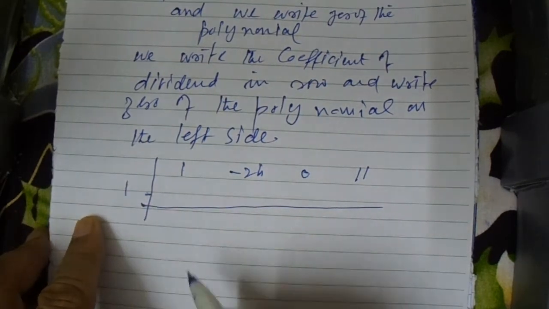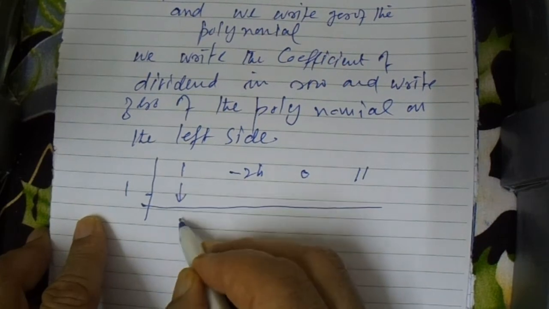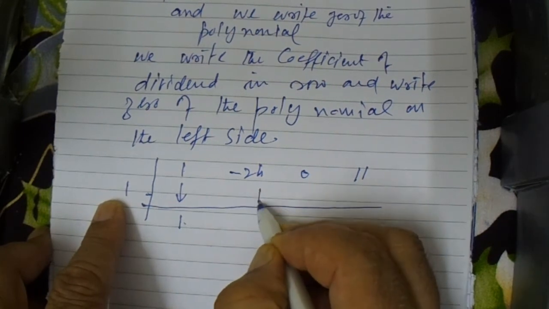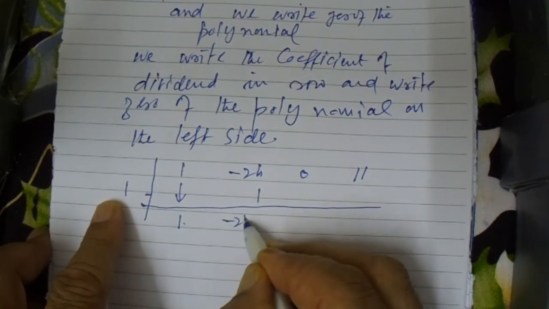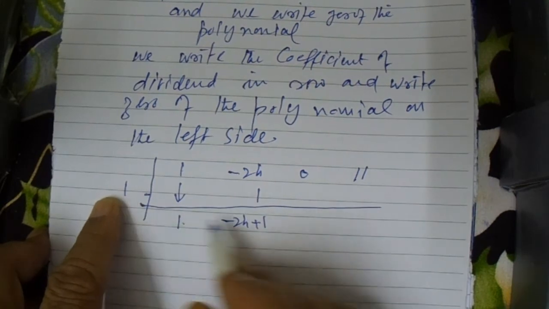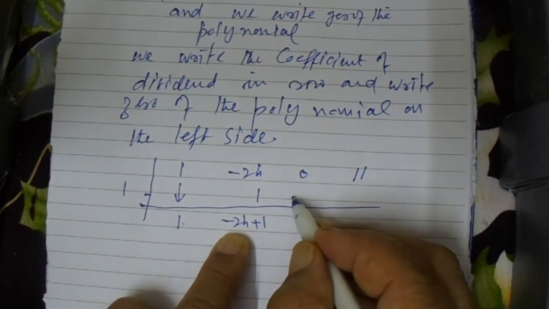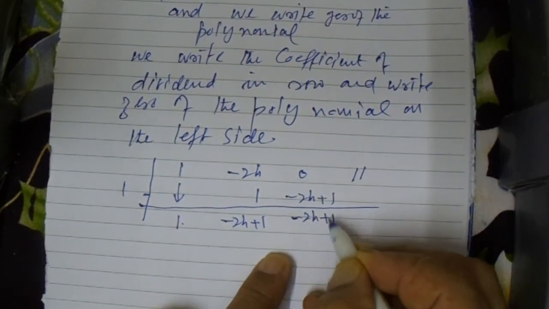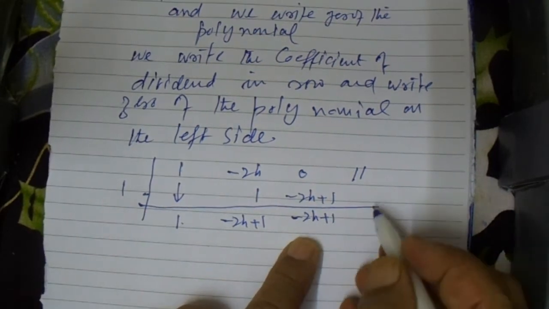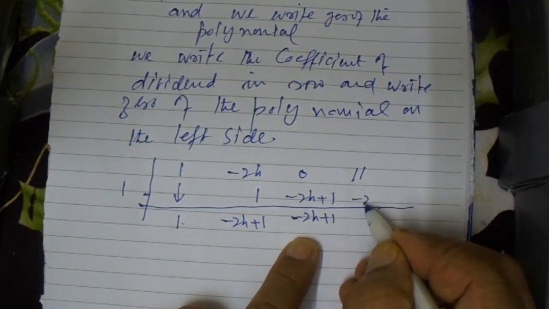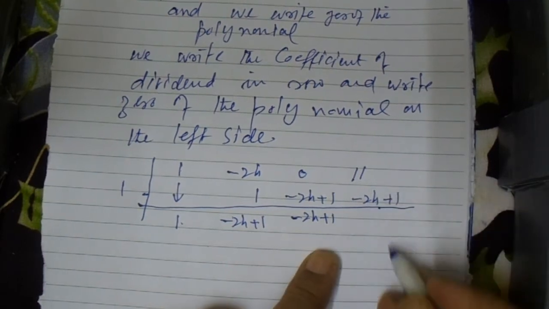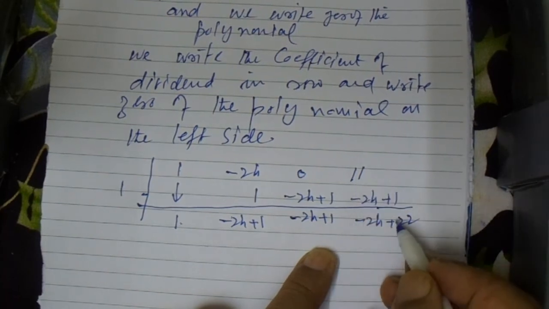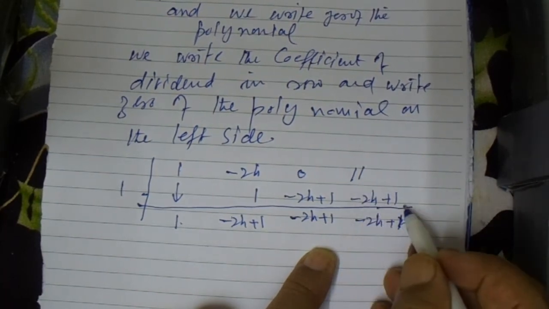Now we write here 1. First we write the same coefficient 1 here. Now 1 multiplied by 1, we write here 1. We add this: minus 2h plus 1. Again multiplying by this, we write here minus 2h plus 1, and add this. Again multiplying, we write here minus 2h plus 1, and 11 plus 1 is 12.